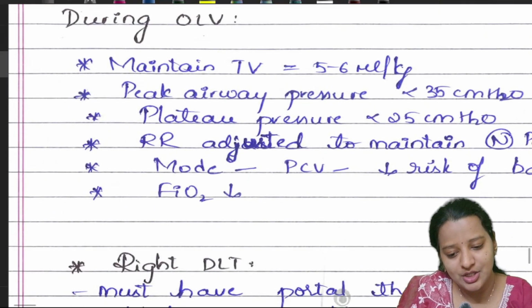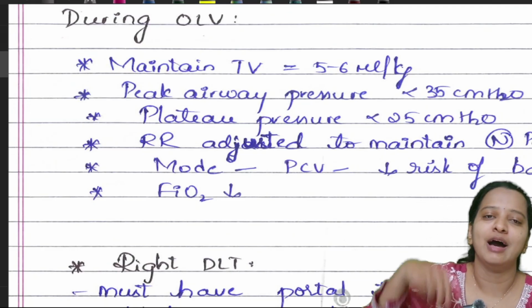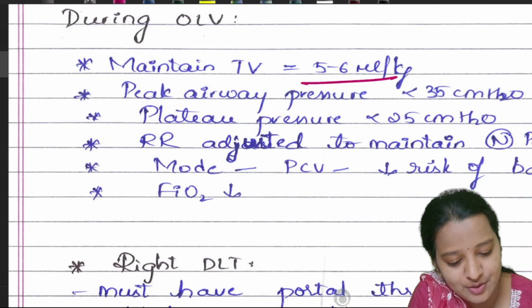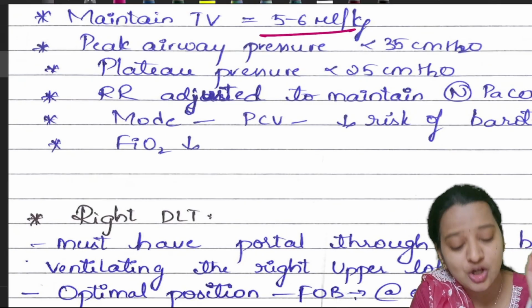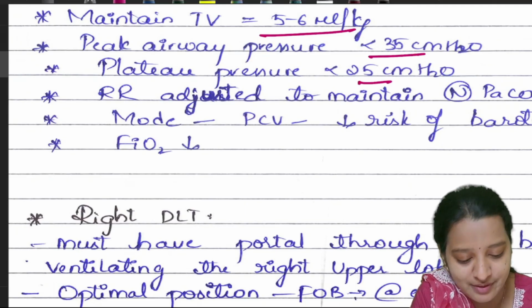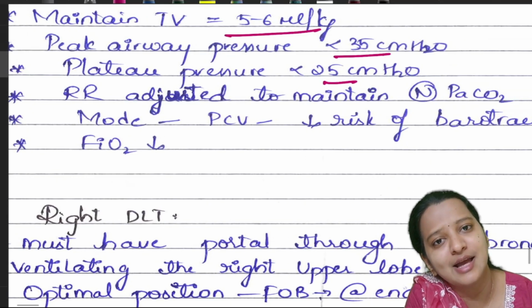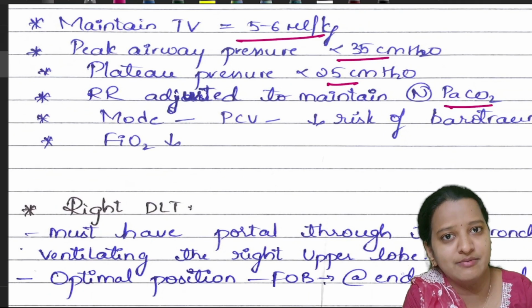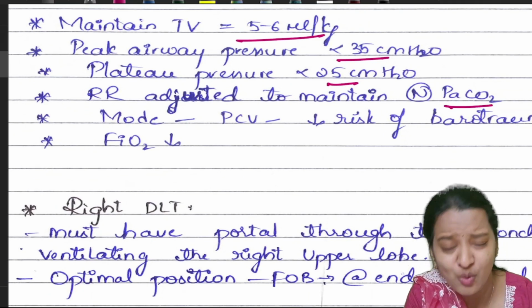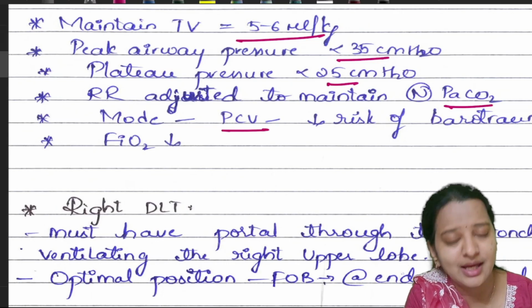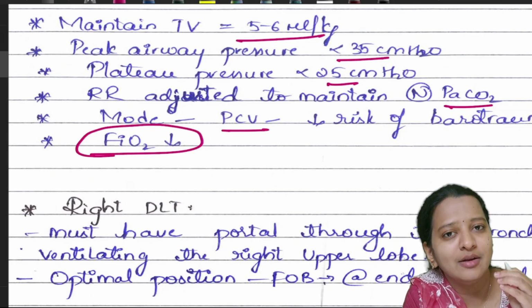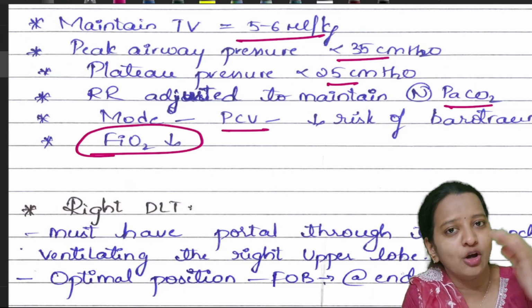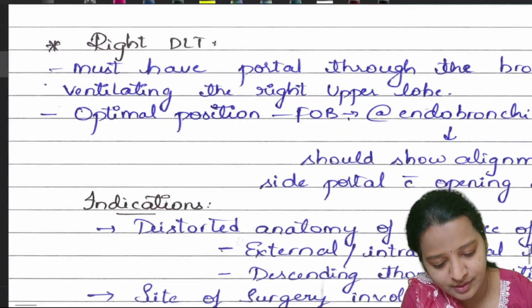So during one lung ventilation, what are our aims? You have to have lower tidal volumes, 5 to 6 ml per kg, and the peak airway pressures and plateau airway pressures should be less than 35 and 25 respectively, and the respiratory rate is according to the PaCO2 levels. We'll be monitoring the EtCO2. Mostly used mode is pressure control so that there is decreased risk of barotrauma, and FiO2 will be at a lower and required state. Not too low, not too high. Okay. This we have already learned.